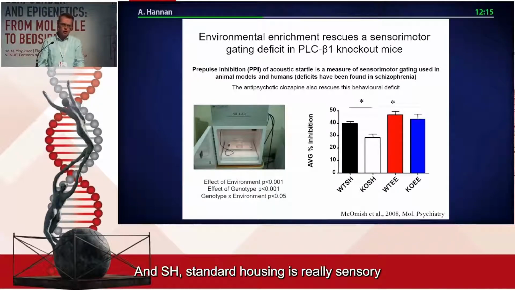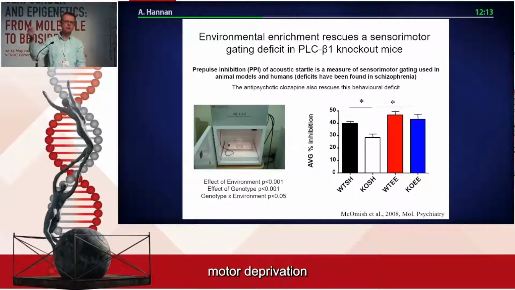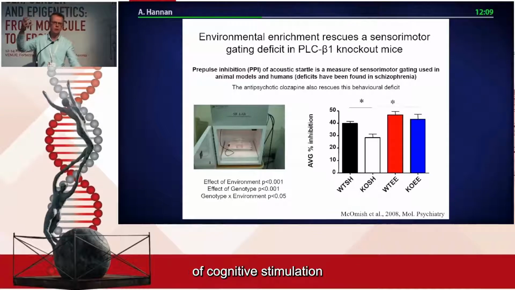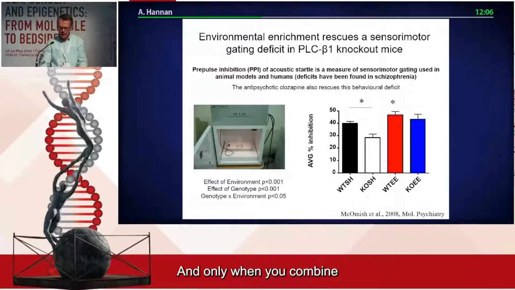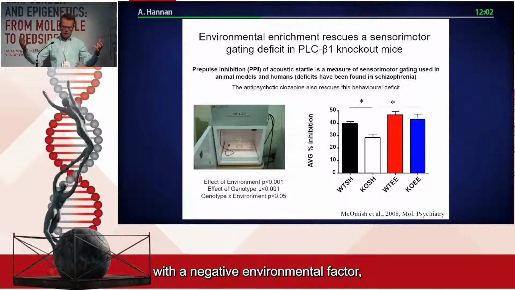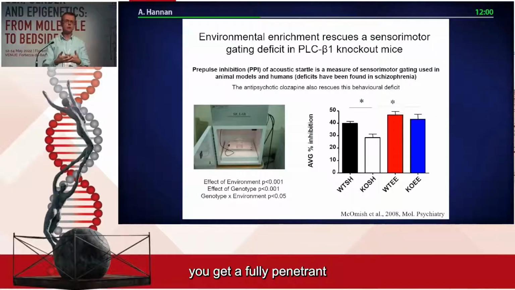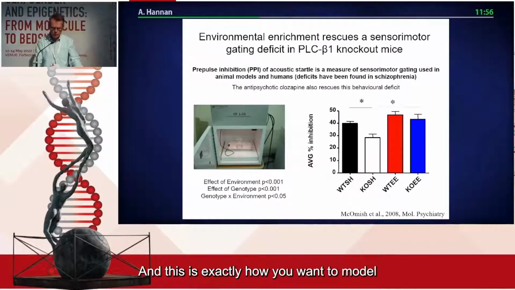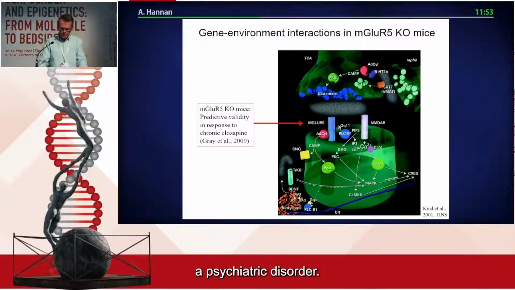And SH, standard housing, is really a sensory motor deprivation state. Environmental enrichment is closer to the average human level of cognitive stimulation and physical activity, and only when you combine a negative genetic factor with a negative environmental factor do you get a fully penetrant schizophrenia-like phenotype. And this is exactly how you want to model a psychiatric disorder.